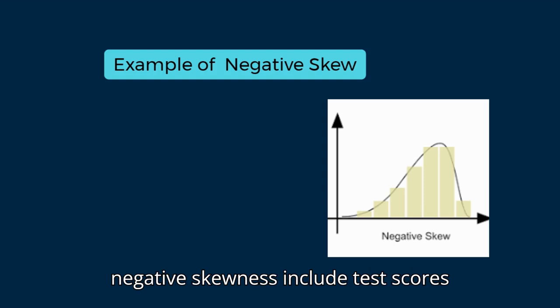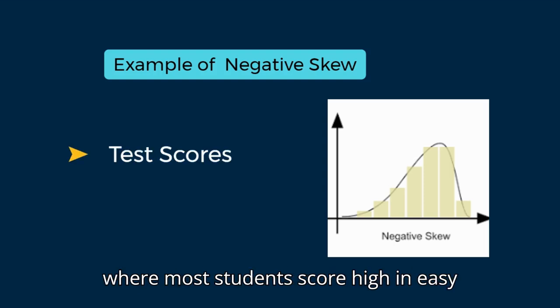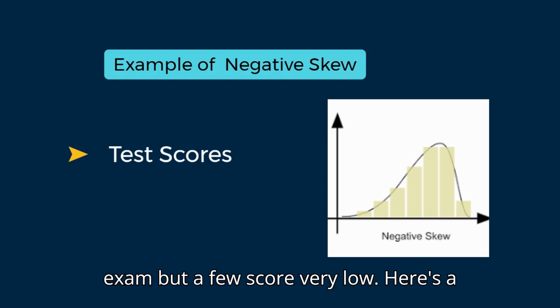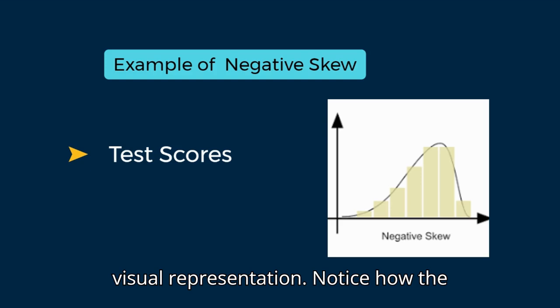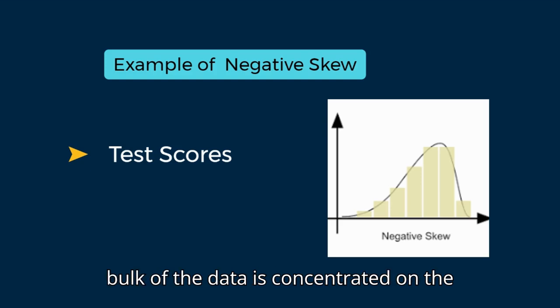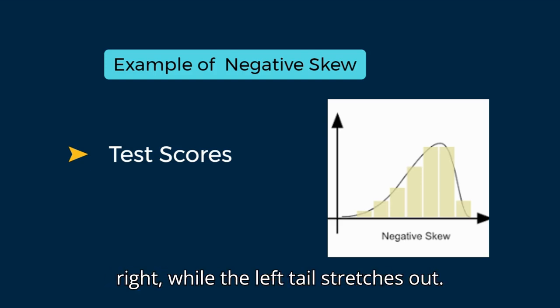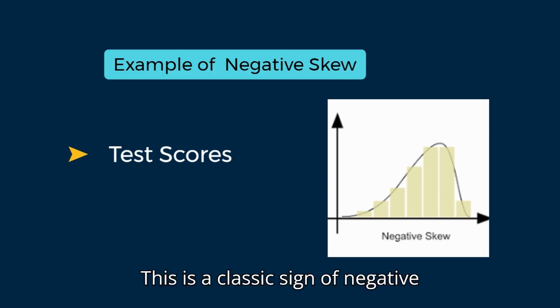Common examples of negative skewness include test scores where most students score high in an easy exam but a few score very low. Here's a visual representation. Notice how the bulk of the data is concentrated on the right, while the left tail stretches out. This is a classic sign of negative skewness.